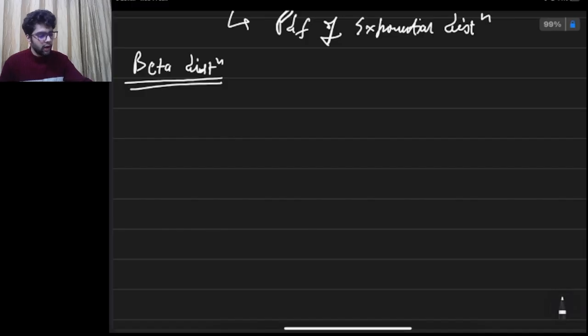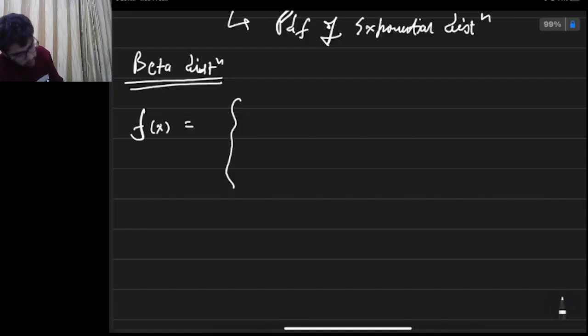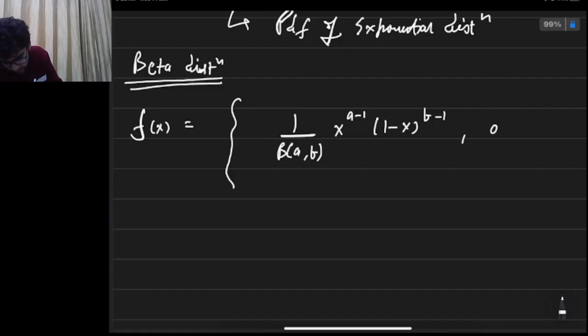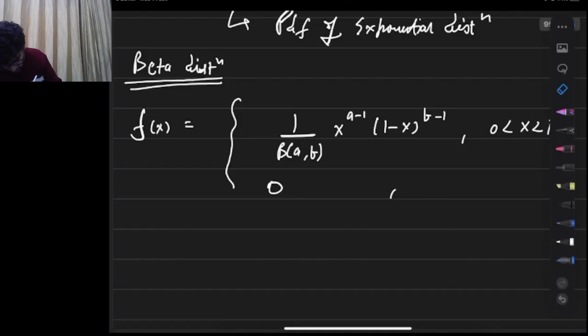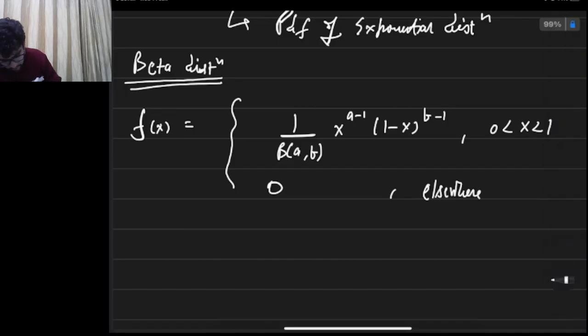Other than that, I'm going to derive the whole function here. So beta distribution. The PDF of beta distribution is 1 upon beta a comma b, x to the power a minus 1, 1 minus x to the power b minus 1, where x lies always between 0 and 1, and 0 elsewhere. Right?